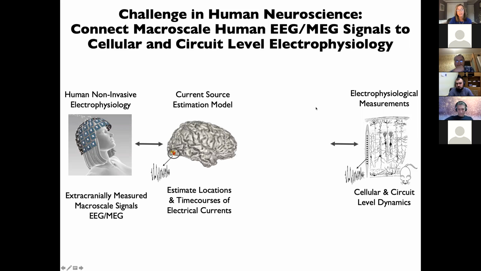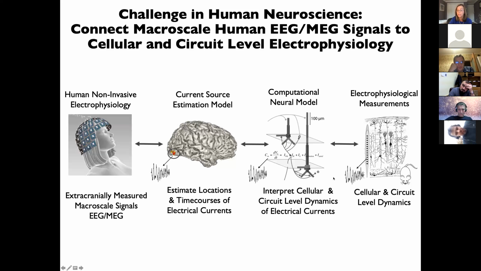The first is current source estimation modeling. This is where we take the extracranially measured signals and we estimate the location, the direction, and the time course of these big underlying electrical currents that create our sensor data. From there, we need to connect these electrical currents to the underlying cellular and circuit level generators. And this is the ideal problem for computational neuromodeling, where we can simulate the electrical activity of the neurons.